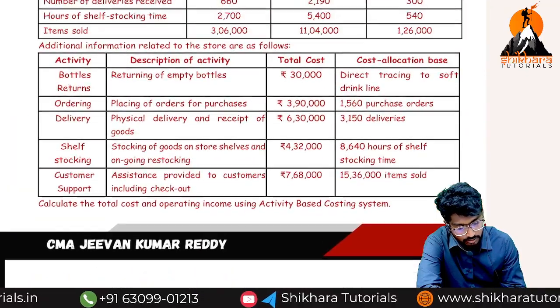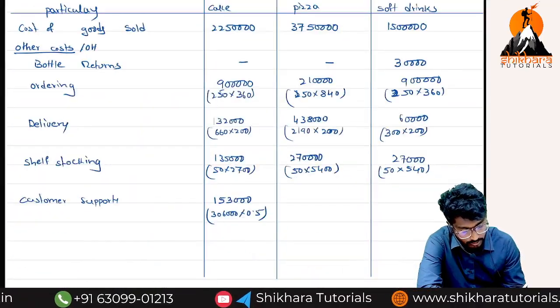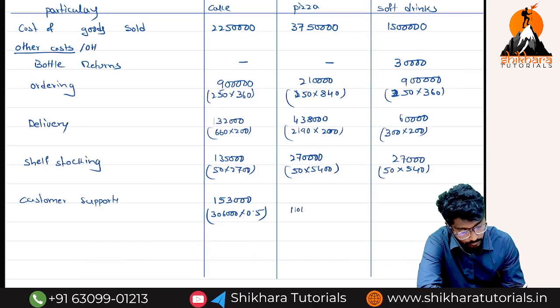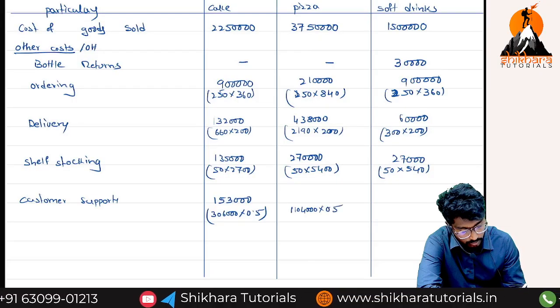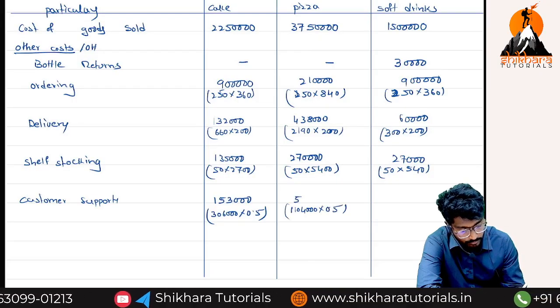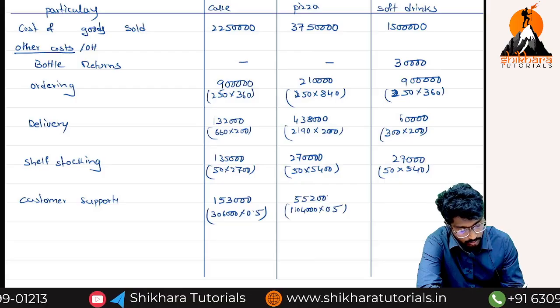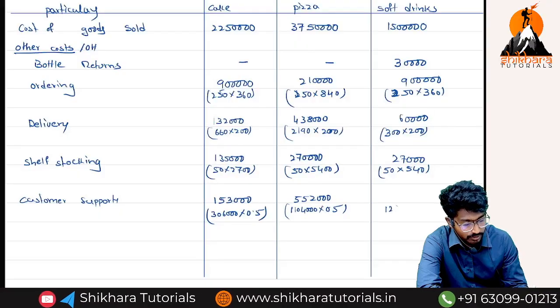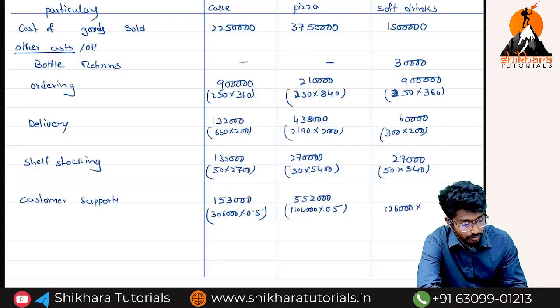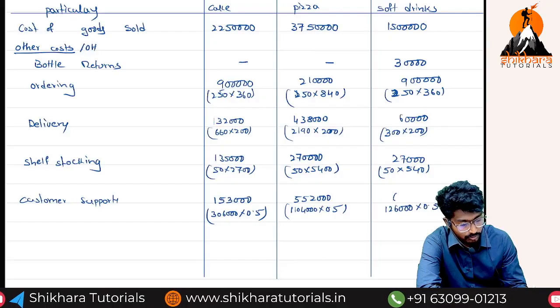Now, what is the sales of pizza? 11,04,000 into 0.5, 5,52,000. Next, 1,26,000 sales into 0.5, 63,000.